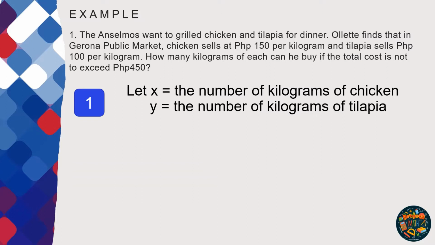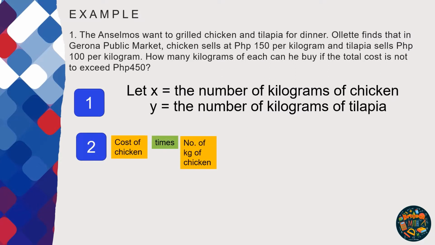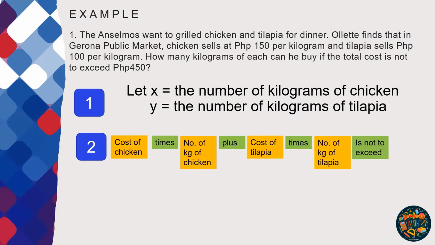And for step number 2, we have to identify the important parts of the problem. So we have there the cost of chicken, the number of kilograms of chicken, the cost of tilapia, the number of kilograms of tilapia, and the money that Anselmo can have.